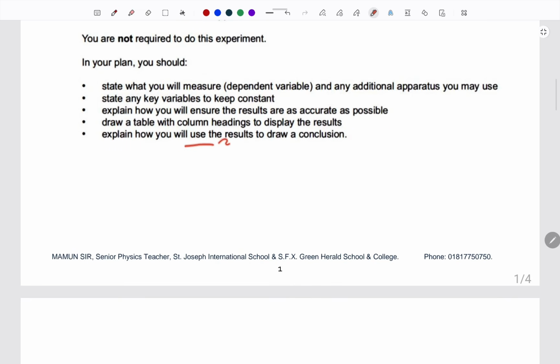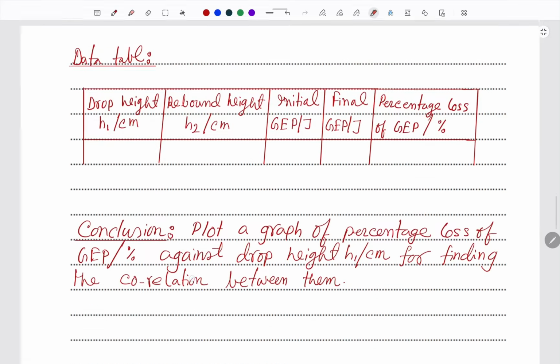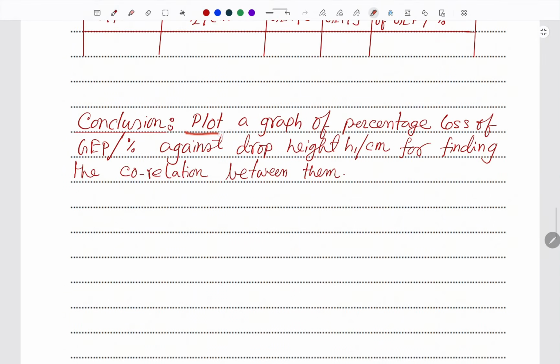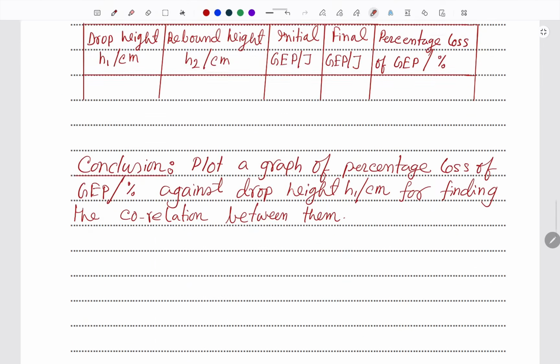Explain how you will use the results to draw a conclusion. Okay, what I did here, conclusion: plot a graph of percentage loss of gravitational potential energy against drop height h1 for finding the correlation between them. I think you are clear, right?